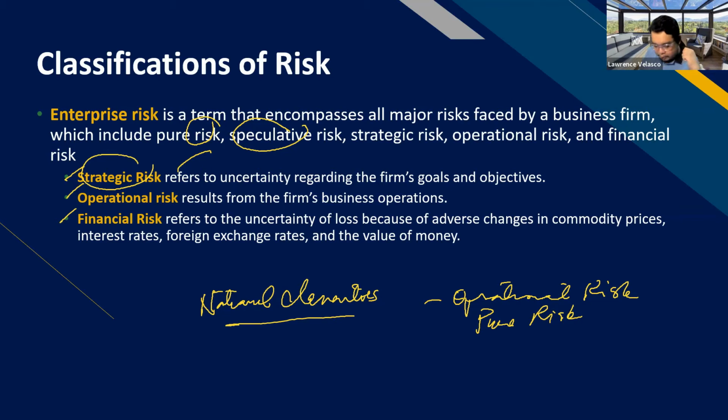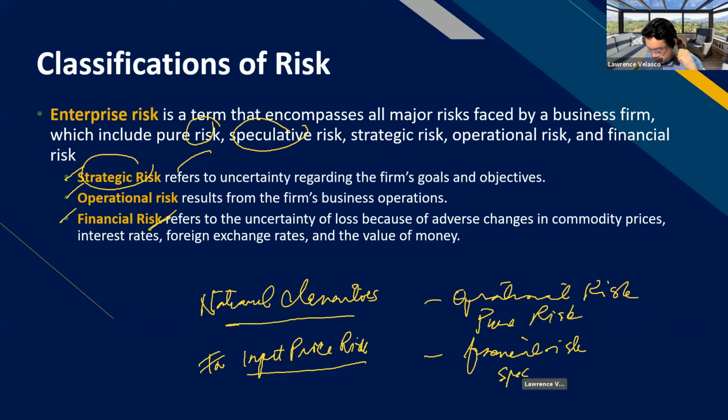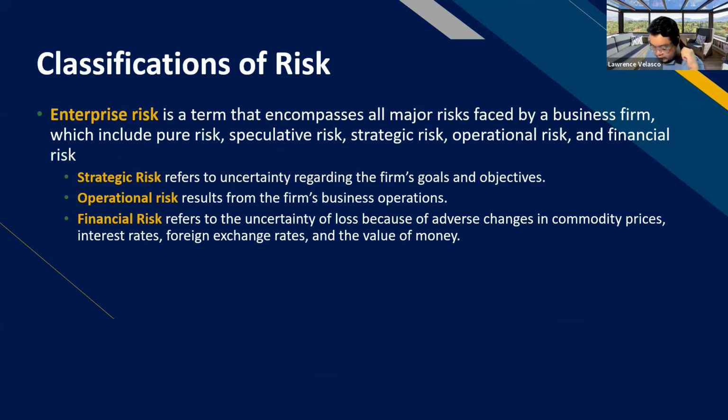For example, inflation, or input price risk. We know that it is a financial risk, but at the same time, it is a speculative risk because there's an upside and a downside for input prices. When we talk about strategic risk, it refers to the uncertainty regarding the long-term goals and objectives of a firm. Operational risk deals with the day-to-day activities of a business. Financial risks are risks related to adverse changes in items which affect your profit and loss, which are part of the financial markets. For example, commodity prices, interest rates, forex rates, and the value of money.